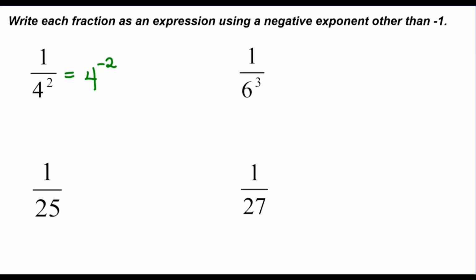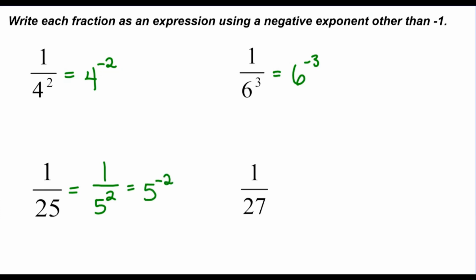1 over 6 to the 3rd power is equivalent to 6 to the negative 3rd power. 1 over 25, well, this one doesn't have an exponent on it. Well, it does, but it's a 1, 25 to the 1st power. But we can't use -1, so we have to rewrite 25 with an exponent, and the only way to do that would be 5 to the 2nd power. 1/25 is equal to 1 over 5 squared, and then if we want to write that with a negative exponent, it would be 5 to the negative 2nd power.